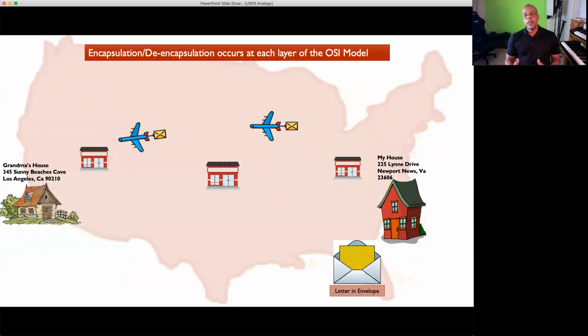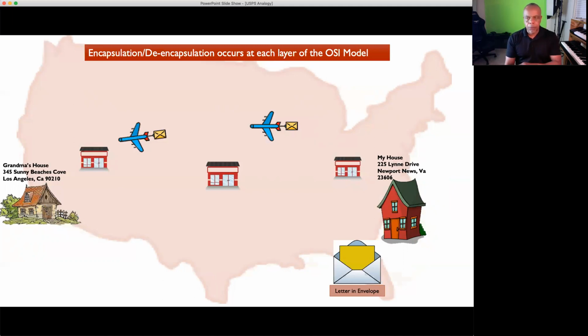Okay, now, for me to get my letter to her, well, they just don't take a single letter and just, you know, fly it cross country. No, that's very inefficient. We use something called encapsulation and decapsulation, and these two terms are very prevalent within the OSI model, because within each layer, there's that process of encapsulation and decapsulation.